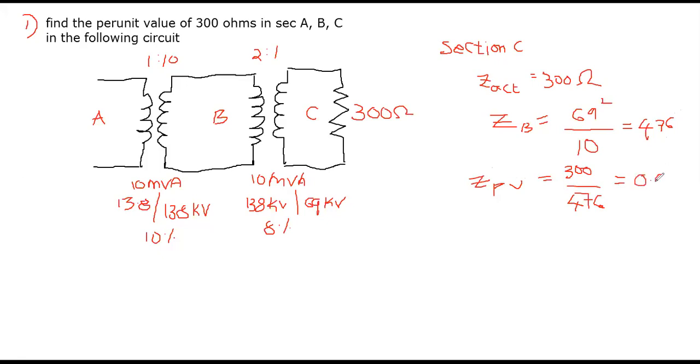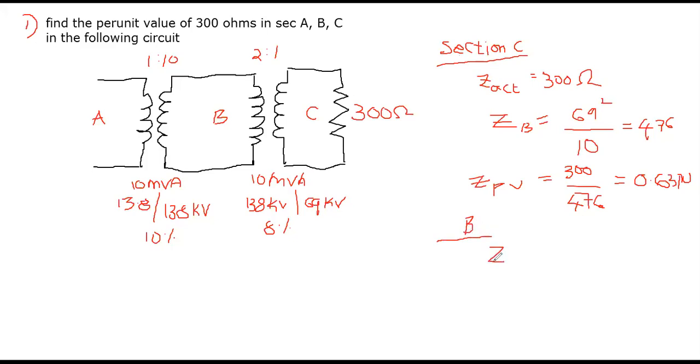Now we need to prove the same per unit value, even if you shift the 300 ohms to section B and to section A also. Let us have a look at how these per unit values are equal. This is for section C. Now for section B.